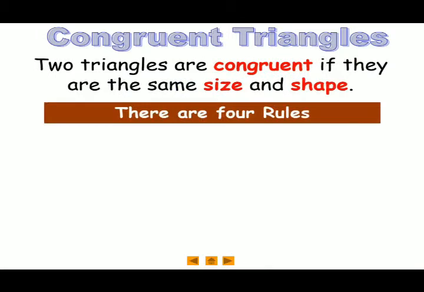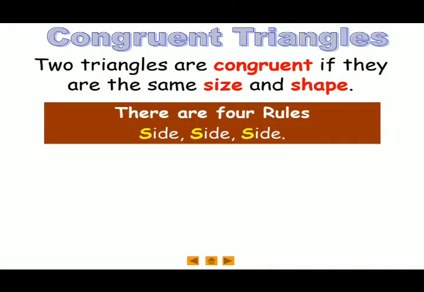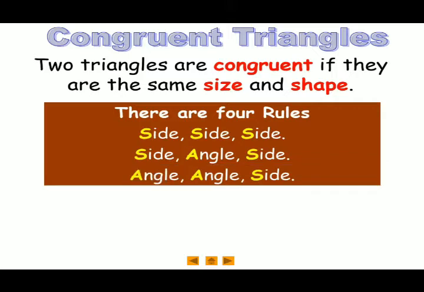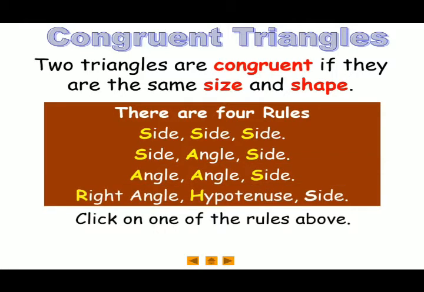Now, two triangles are congruent if they are of the same size and shape. For that, there are four rules. First is side, side, side: the three angles will be congruent if the three sides of their triangles are congruent to each other. After that is side, angle, side: one angle and two sides. After that, angle, angle, angle. And last is right angle, hypotenuse and side.